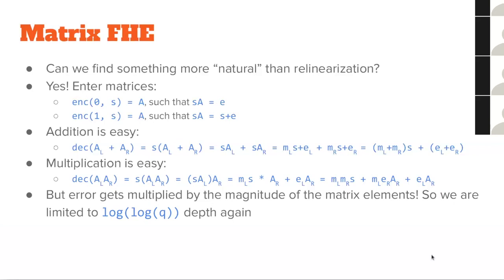So you can add, you can multiply, but there's a problem. The problem is that the error is not just being multiplied by the other error. You're not just having EL times AR. Instead, your error gets multiplied by the magnitude of the matrix elements. So if you start with matrices that have a fairly small magnitude, then every time you do a multiplication, the magnitude of your matrix elements just keeps on doubling. And so once again, you're limited to your depth being about log Q.